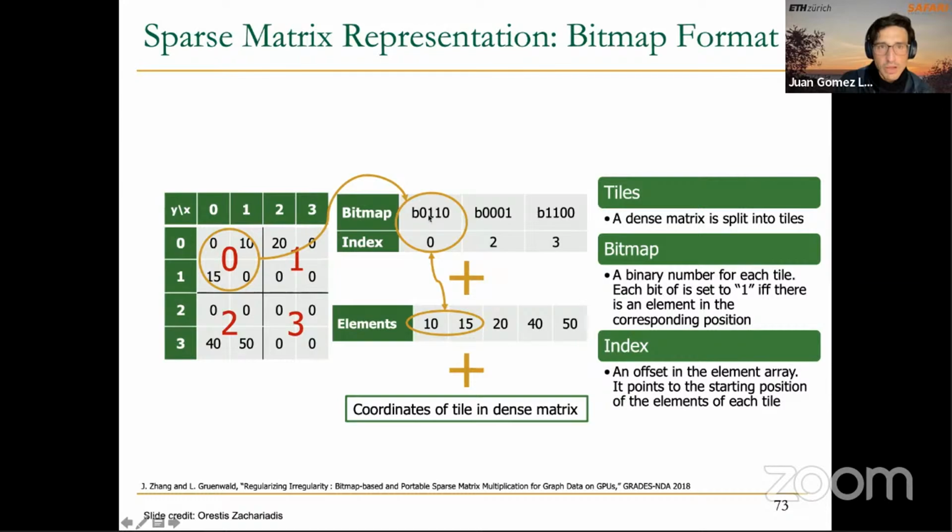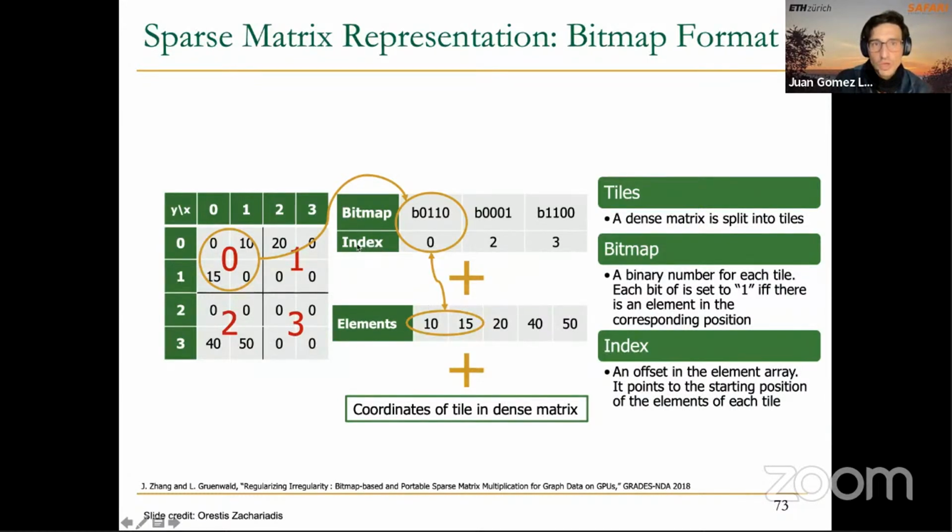For example, this is the bitmap of tile 0, and it's 0, 1, 1, 0, because the elements in tile 0 are 0, 10, 15, 0. So two of the elements are 0, two of the elements are non-zero, and this is why the bitmap of tile 0 looks like this. Then we have the bitmap of tile 1, tile 2, and so on. And we will only store those tiles that have at least one non-zero element, like 0, 1, or 2. However, we won't store anything for tile 3 because it's completely empty. It's full of zeros.